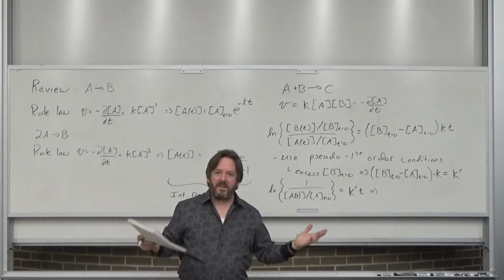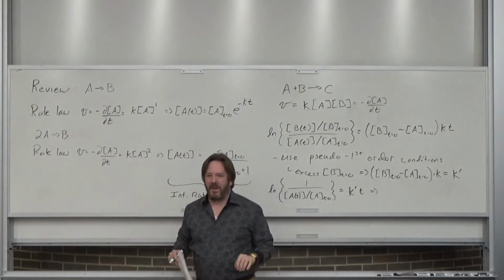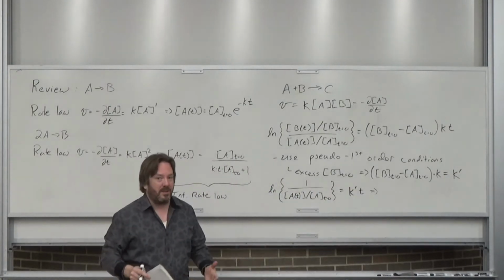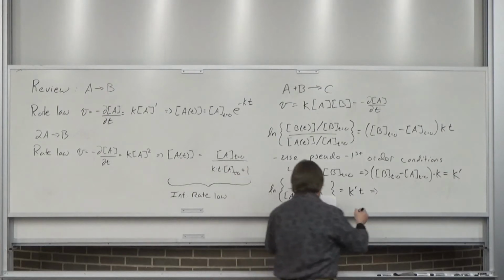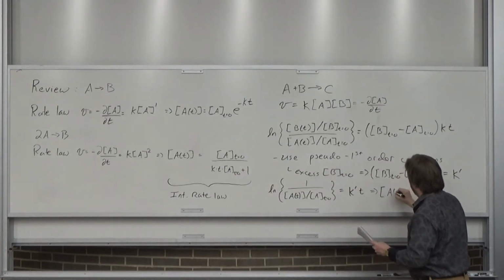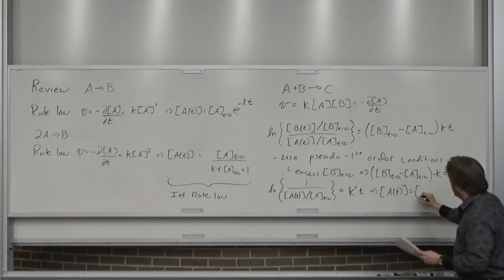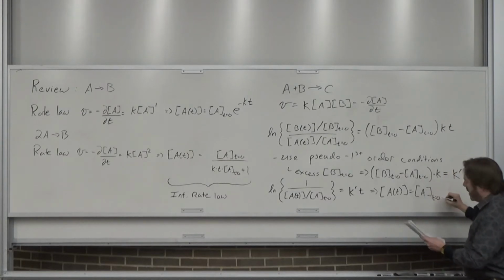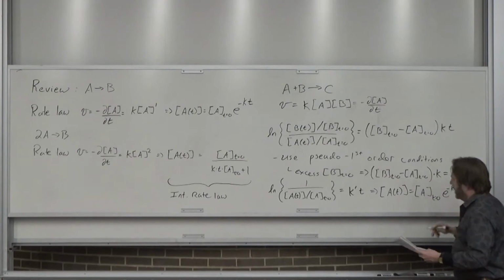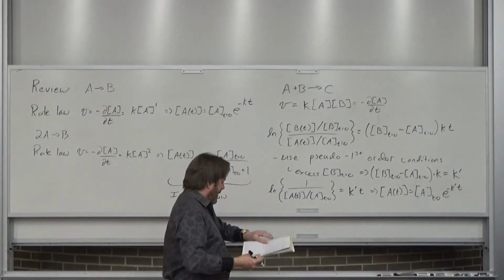But that's the world. Now, the reason I'm saying that is I'm not going to do this algebra for you. You should be able to do algebra. So the answer is that under pseudo first order conditions, you get a first order result. The change in A is equal to the initial concentration e to the minus k prime t.